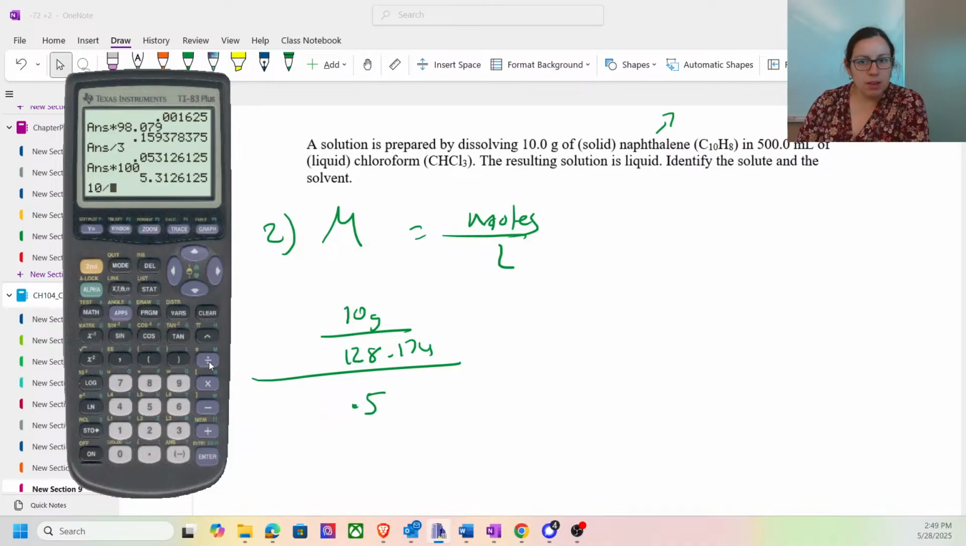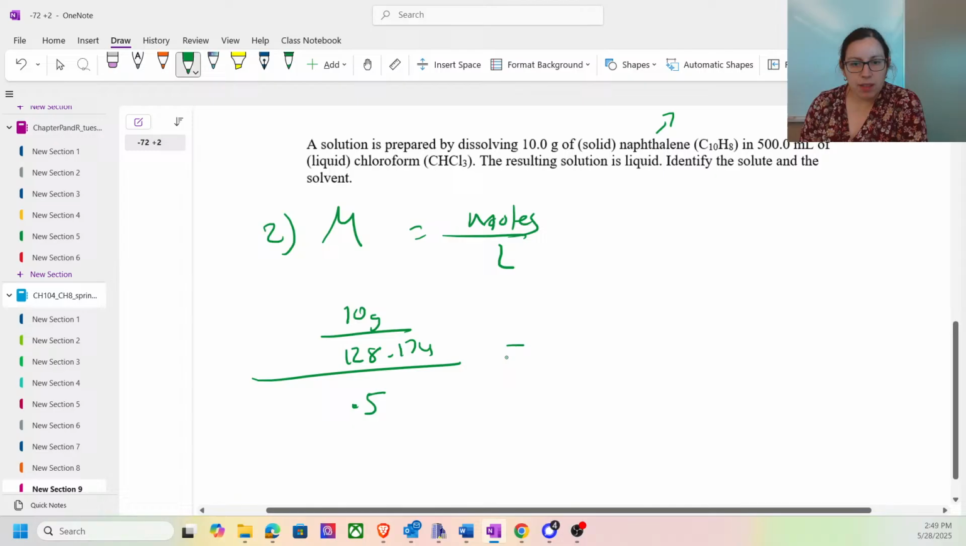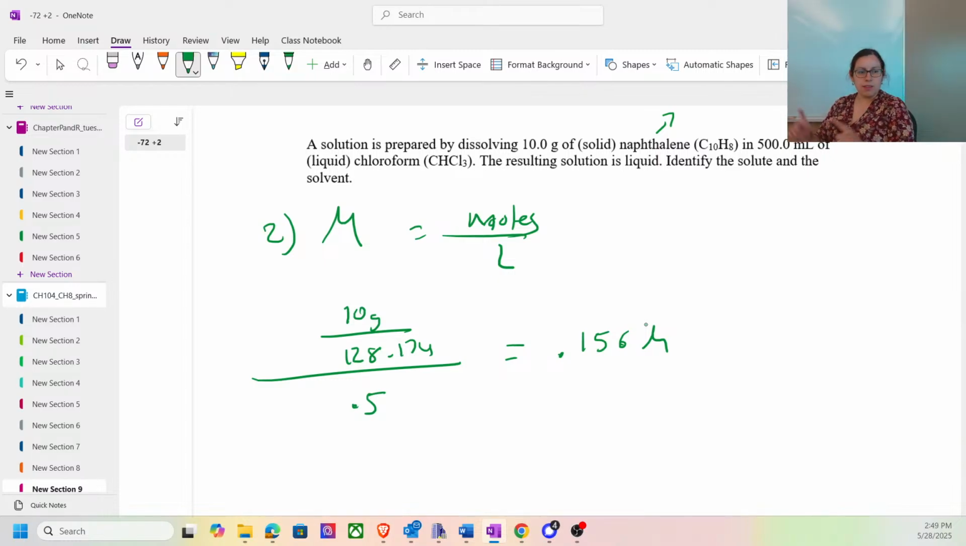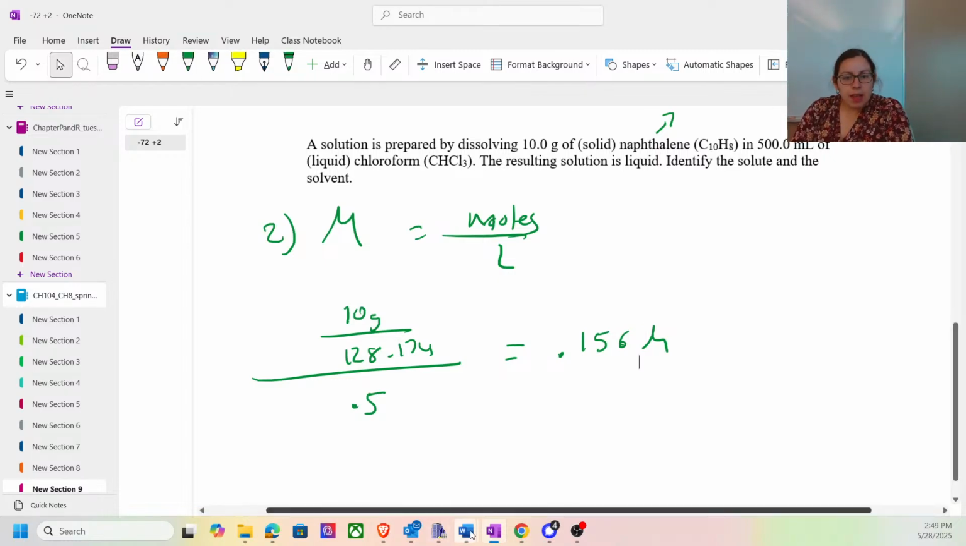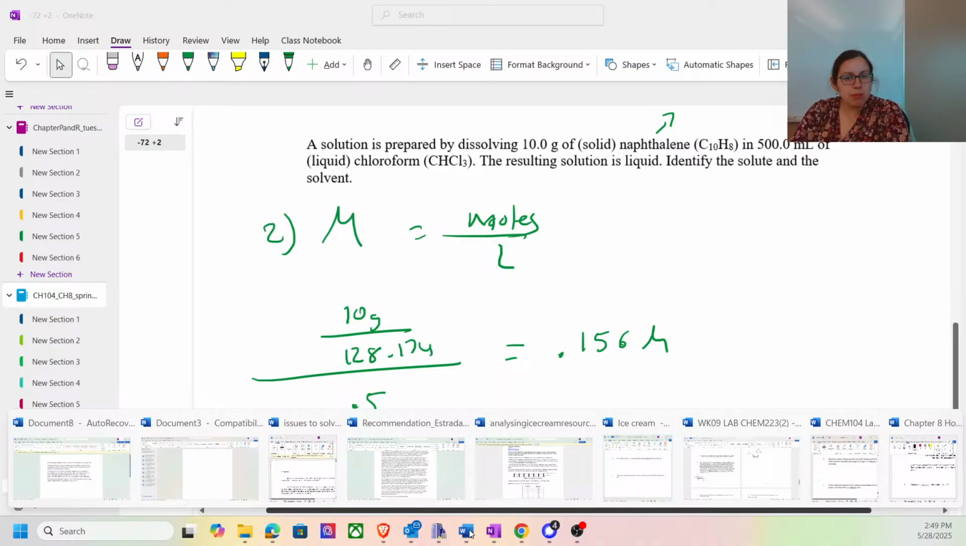So 10. And again, have your mole highway handy, whatever you need to help keep you on track. And then divided by 0.5. And so then that gives us our answer, 0.156 molarity. All right, so that's number 2. And then let's look at number 3 and 4 really quickly. I know we're almost out of time.